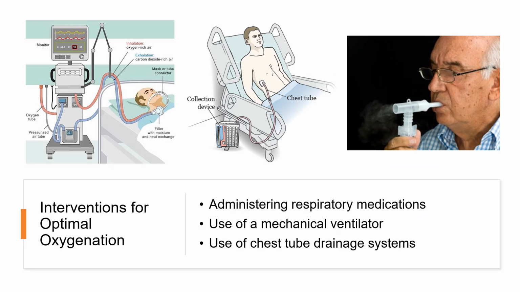So interventions for optimal oxygenation. We can give medications, we can use a mechanical ventilator, and we can use chest tubes. Respiratory medications are prescription, of course, so we're going to follow doctor's orders. A mechanical ventilator is used when the patient is unable to breathe on their own safely for whatever reason. We're going to have a machine do it for them. Use of chest tube drainage systems is when a tube is inserted into the lung and it is removing either fluid or air. It could be fluid like pleural fluid, it can be blood, or it can be air.